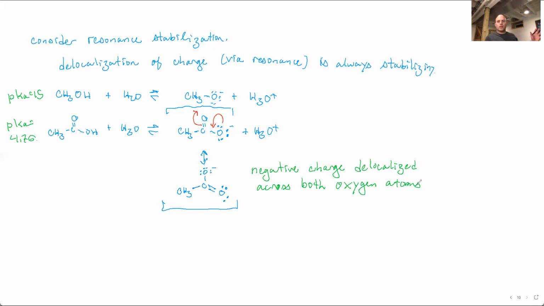Anytime you can delocalize charge, that is stabilizing. And so the conjugate base of acetic acid is more stable than the conjugate base of methanol. And therefore, acetic acid is more acidic, okay? The final effect is a little less intuitive maybe, and that relates to what we call inductive effects, all right?